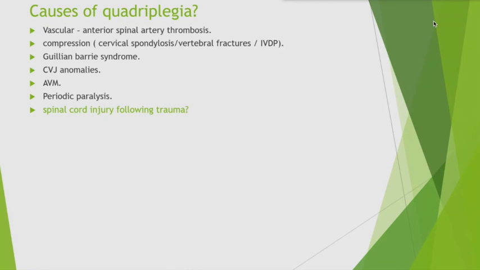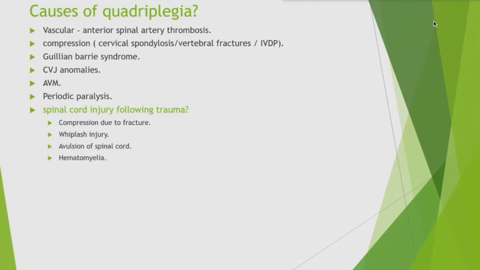The patient can recover following the paralysis. So it comes and goes. Excellent. And we have spinal cord injury following trauma. So how does spinal cord injury produce paraplegia?